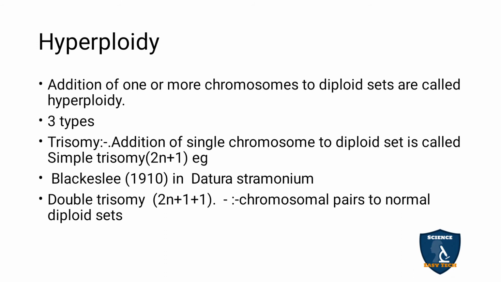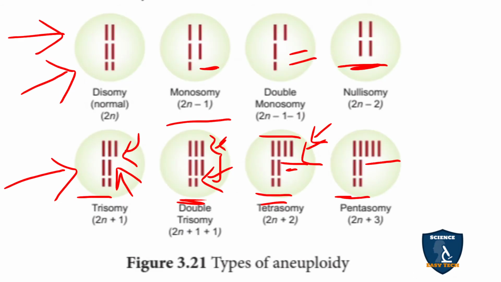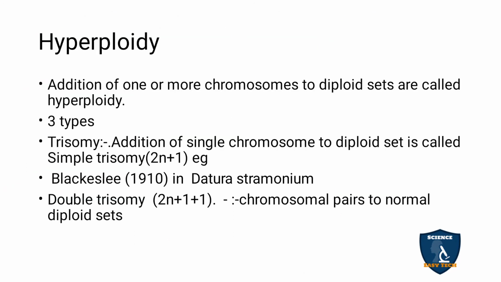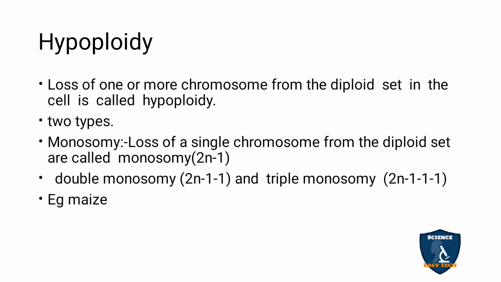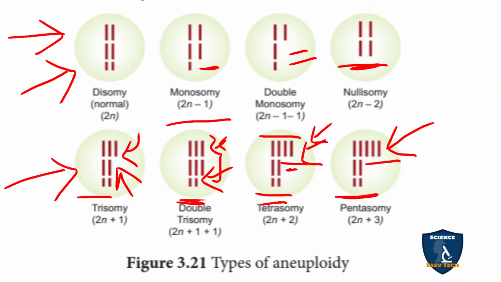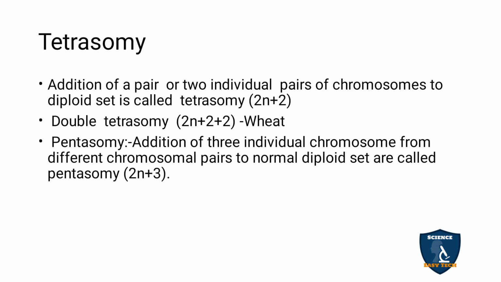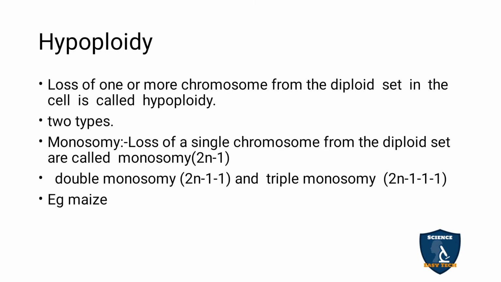Pentasomy. So pentasomy means, for the diploid set in the disomy condition, 3 chromosomes are added. Then it is called pentasomy. Next, hypoploidy. Loss of a segment, you can see here. This is the normal condition, and in this one the segment is not seen. That condition, the loss of a segment in the diploid set of chromosomes, is called hypoploidy.